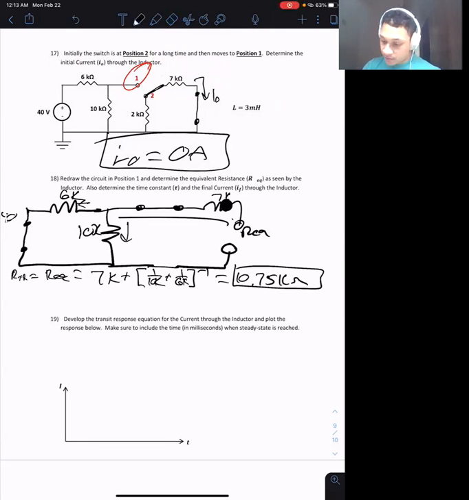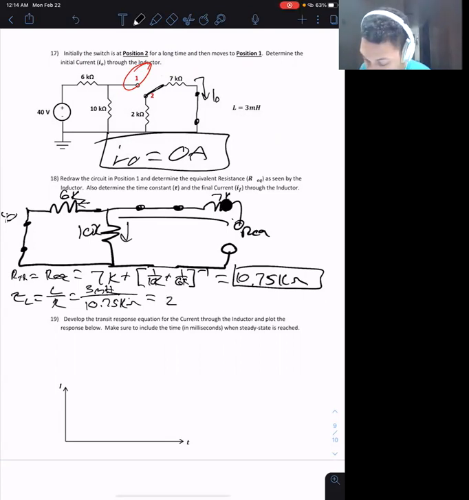All right. Now, we will next find the time constant. Time constant tau for inductive circuits is on your equation sheet, right? You can find it in the DC section. And that is going to be L/R. Value of L in this was 3 milli. And the value of R we just found was 10.75 kilo. So when you put those together, you're going to end up with a pretty small time constant of 279 nanoseconds.